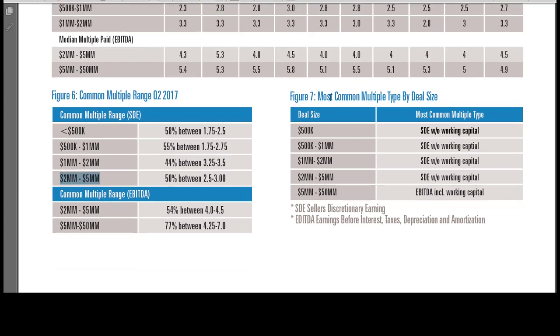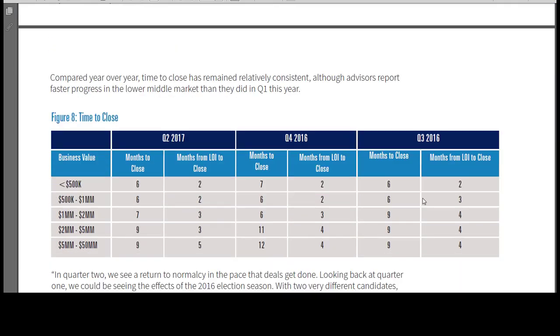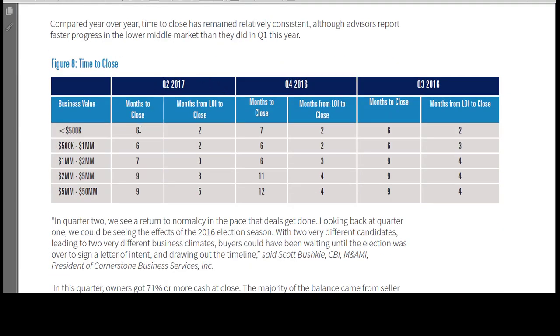The next one, they're looking at common multiple by deal size and whether it's with working capital or not. And again, no surprise, the smaller businesses were focused on SDE, and the larger ones tended to use EBITDA. Time to close. For the smaller businesses, this matches very closely with the data reported by Biz Buy Sell, roughly 6 months to close, increasing slightly as the business gets larger and more due diligence is required. There's no surprises there. They also report months from the letter of intent until close. So again, starting with 2 months, moving up gradually as the business increases in size.